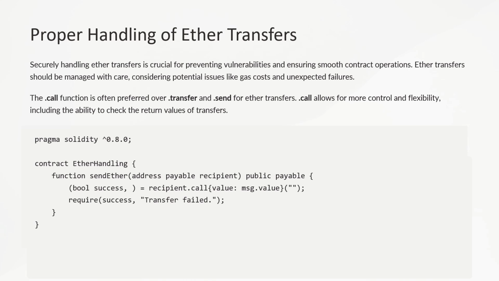The sendEther function within the EtherHandling contract effectively manages the transfer of ether to the specified recipient address, while carefully handling potential success or failure outcomes of the transfer in a secure manner. This approach aligns with the best practice for handling ether transfers to prevent potential vulnerabilities and ensure smooth contract operations. Securely managing ether transfers, like carefully handling delicate items, ensures smooth and safe operations of your smart contract.